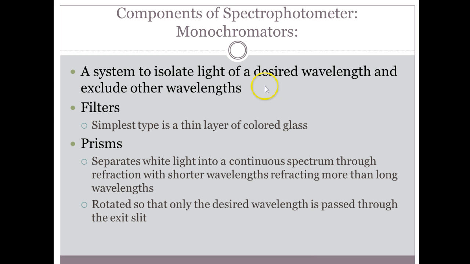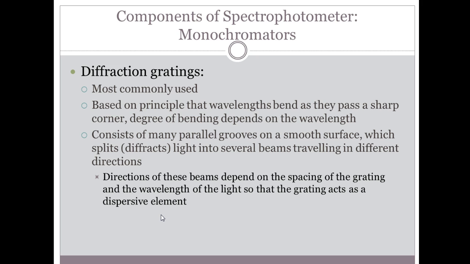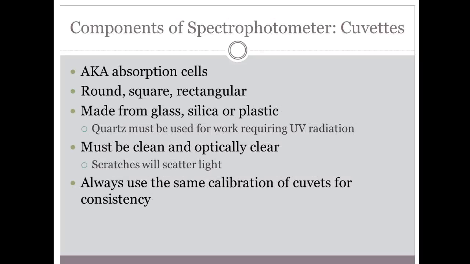All right, monochromators. This is where I talked about you pick the wavelength. You turn a knob, you can turn it to 400, 500, 600, whatever you want. It usually uses a filter or a prism to do so. That's how we pick our wavelength. Diffraction gratings are most commonly used. This is a way of bending the light to get to the certain wavelength that you want.